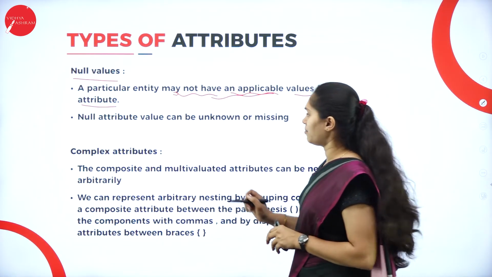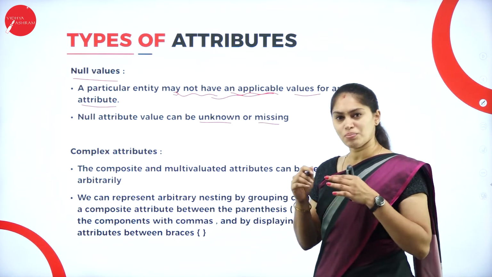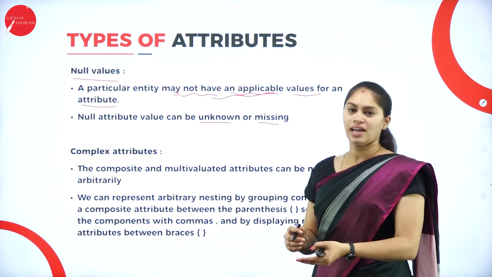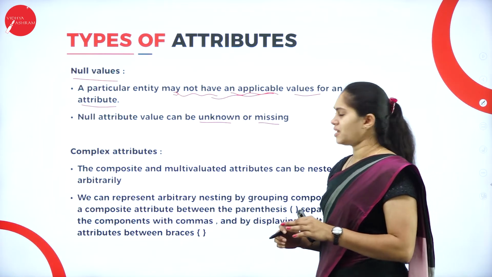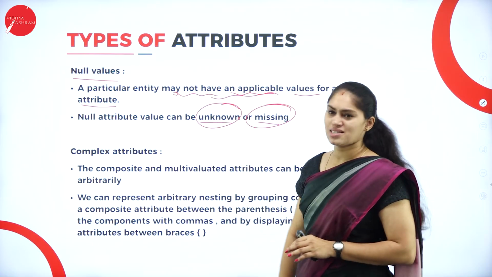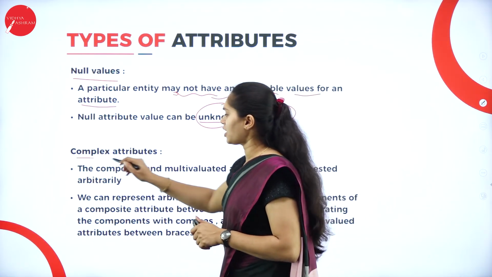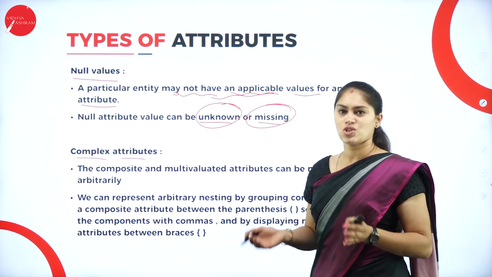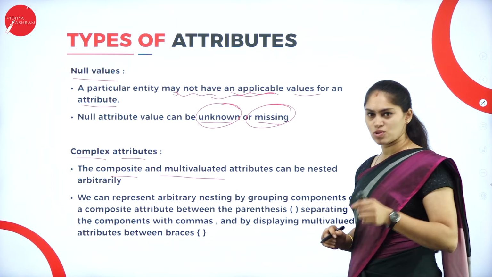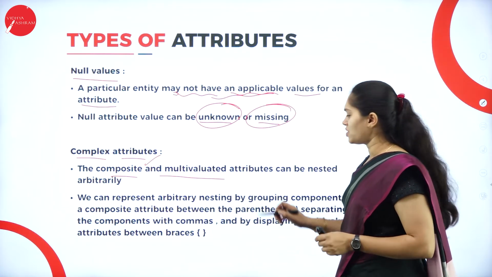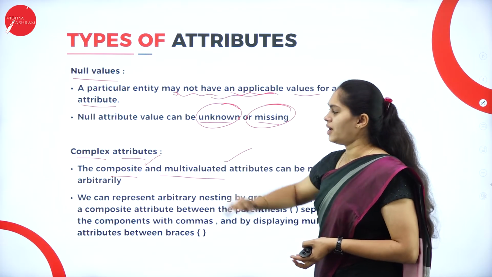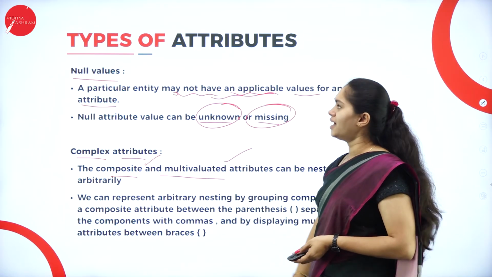That null value can be either unknown or missing. At a particular time they are unemployed, and after certain months or days they will get employment again. That is, at a particular time the value is unknown or missing. That kind of value will be considered a null value. And if it is a complex attribute, then it is a combination of composite as well as multi-valued attributes, which can be further divided and can have more than one value for a particular attribute. That is a complex attribute.